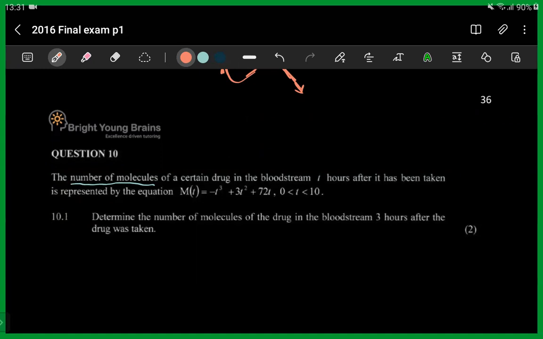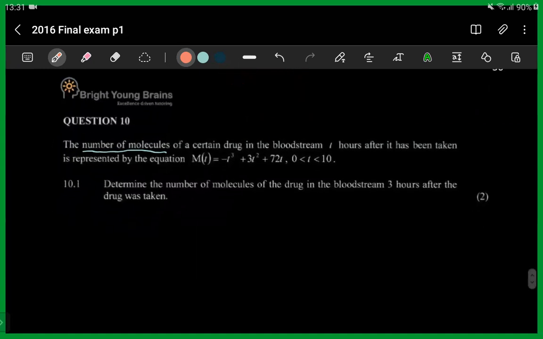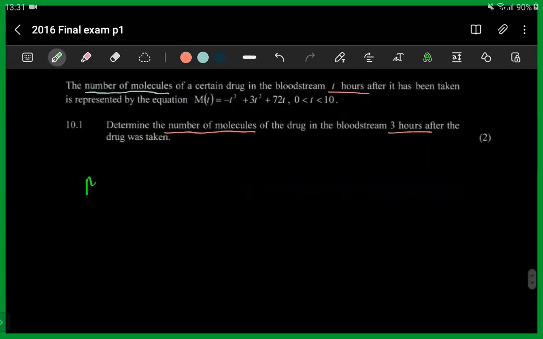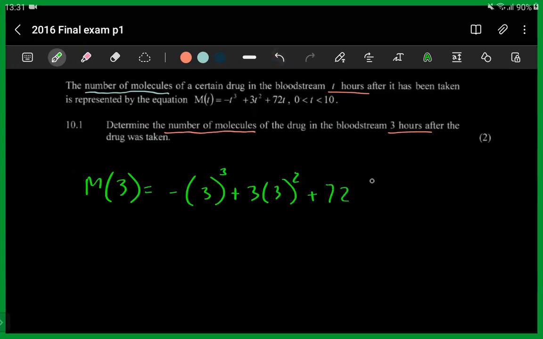Yes. So I am putting the 3 hours in the T, because they're asking for the number of molecules in the bloodstream 3 hours after the drug was taken. So this equation gives you the number of molecules if you give it time. Where T is, we're just going to give it the number 3, and then after that, we're just going to work it out. So in M here, we're going to put a 3 there, 3 there, 3 there, and then 3 there.